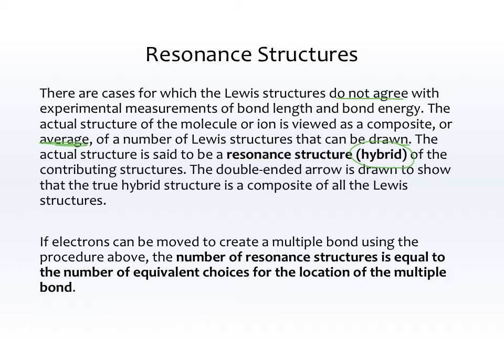If electrons can be moved to create a multiple bond using the procedures that we've discussed already, the number of resonance structures is equal to the number of equivalent choices for the location of the multiple bond. Earlier we were saying, let's put the double bond on the left or on the right. Now we're going to see that it's actually a mix of all of those. Let's look at this example so you can see what I'm talking about.